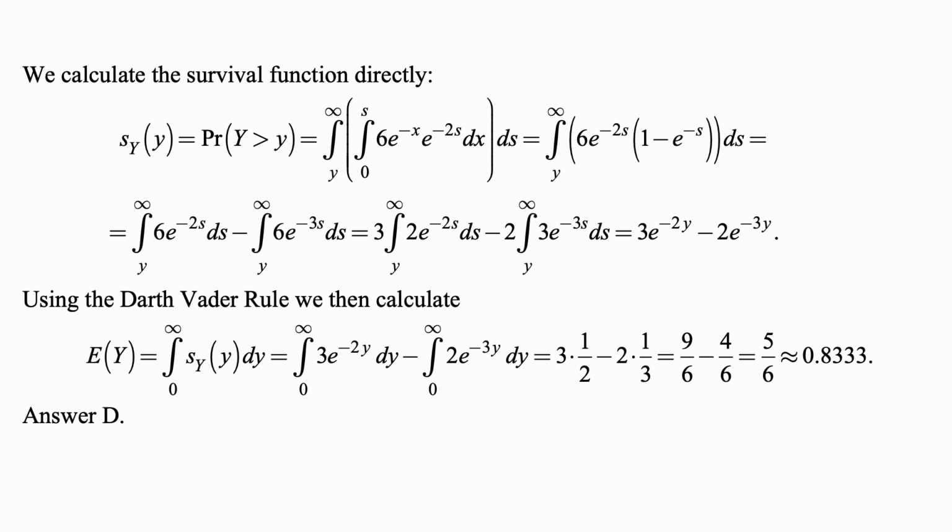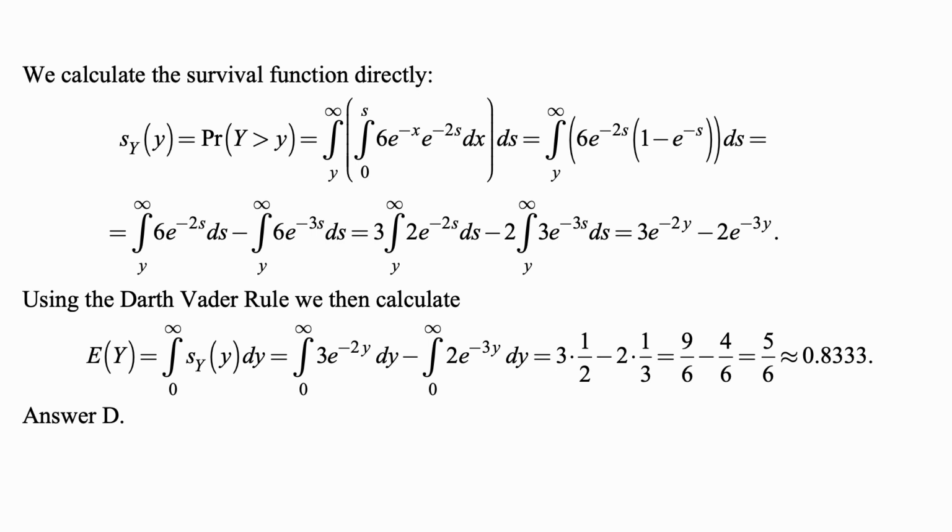And the first one, if we pull out the 3, then inside we have 2 e to the minus 2s. That's the integral of the density of the exponential distribution with hazard rate 2. And of course, since it's the integral from y to plus infinity, this is just the survival function of that exponential distribution with hazard rate 2, and that survival function is e to the minus 2y. So the integral itself is e to the minus 2y. So we have 3 e to the minus 2y.